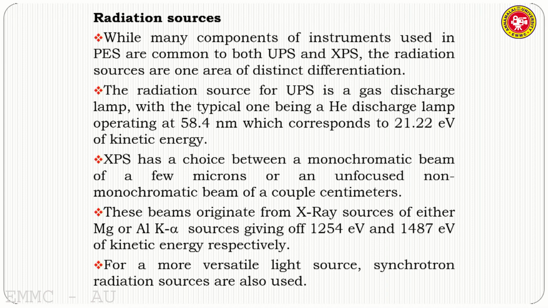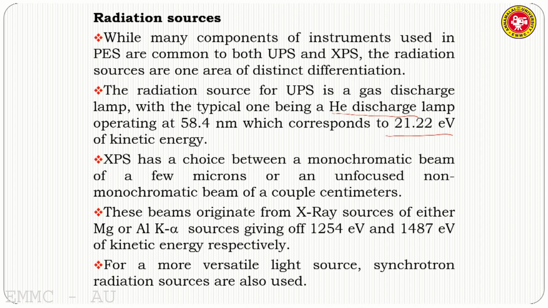Next, different types of radiation sources are used here. While many components of instruments used in PS are common to both UPS and XPS, the radiation sources are one area of distinct differentiation. The radiation source for UPS is a gas discharge lamp, with the typical one being a helium discharge lamp operating at 58.4 nanometers, corresponding to 21.22 electron volts of kinetic energy.